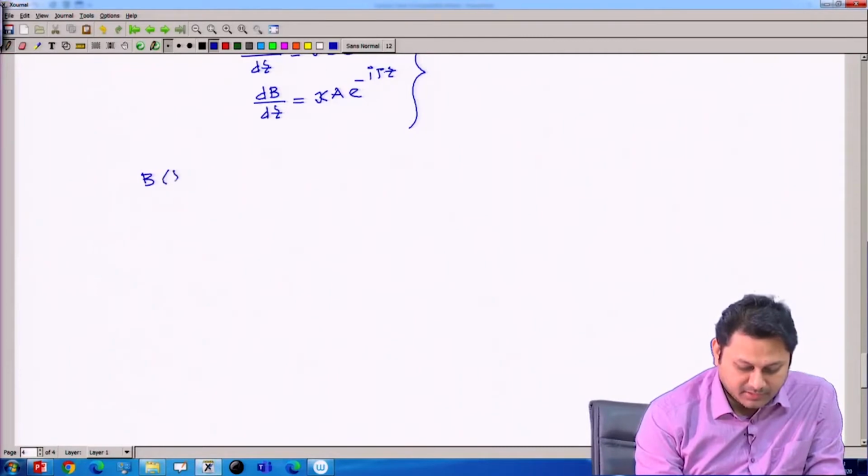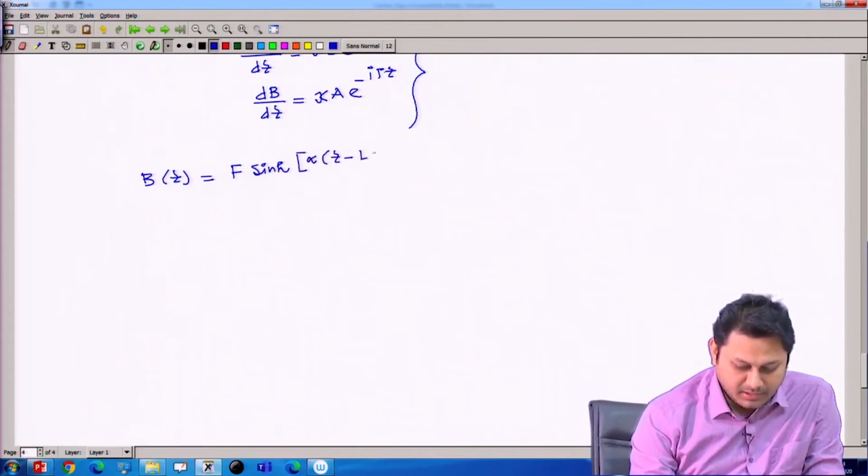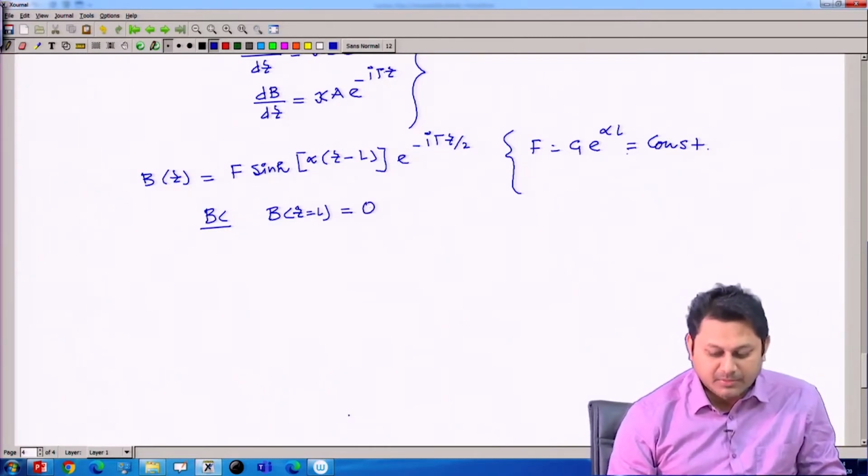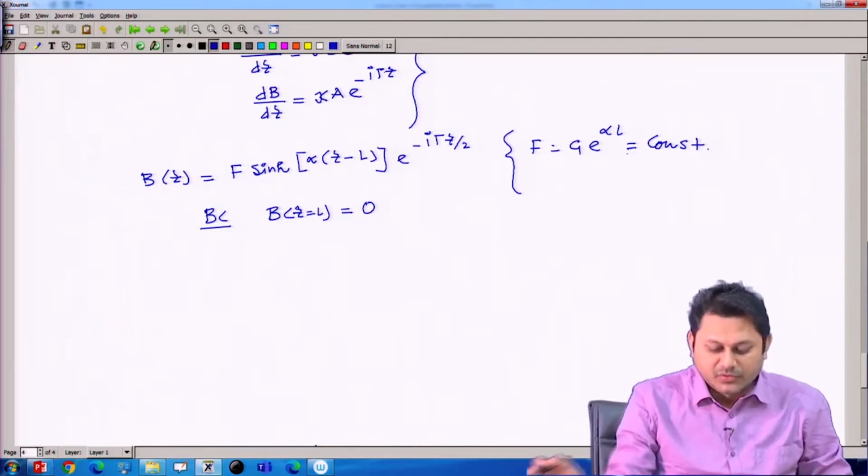We figured out the expression of b, and b was something like f sinh of alpha (z minus L) with a phase term e to the power of minus i gamma z by 2, where f is a constant, f which was C1 e to the power of alpha L. This is based on the boundary condition that b at z equal to L is equal to 0, and from this expression, if somebody puts z equal to L, you can readily find that b vanishes.